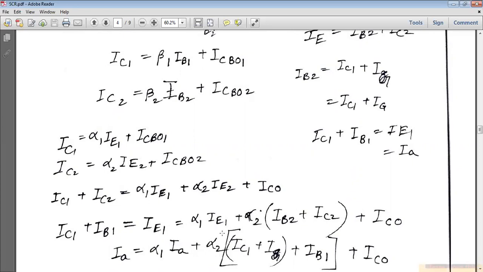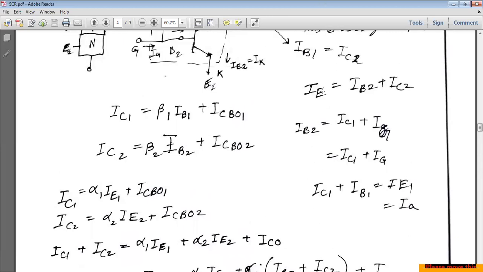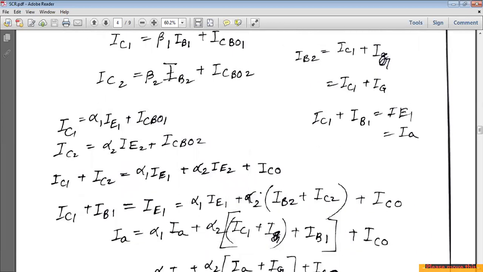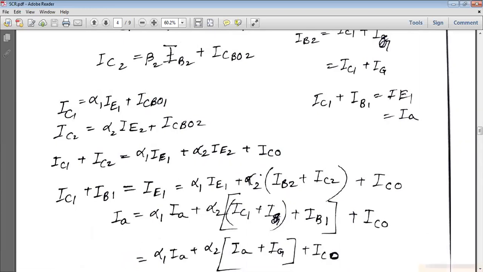Equal to alpha 1 IE1 plus alpha 2 IE2. Instead of alpha 2 IE2, we can write here, this is IE2 equal to IB2 plus IC2. So that thing I can place here, and plus ICO. So IC1 plus IB1 equal to IE1, and now IE1 equal to IA. So we can write it as IA equal to alpha 1 IA plus alpha 2 into IC1 plus IG.